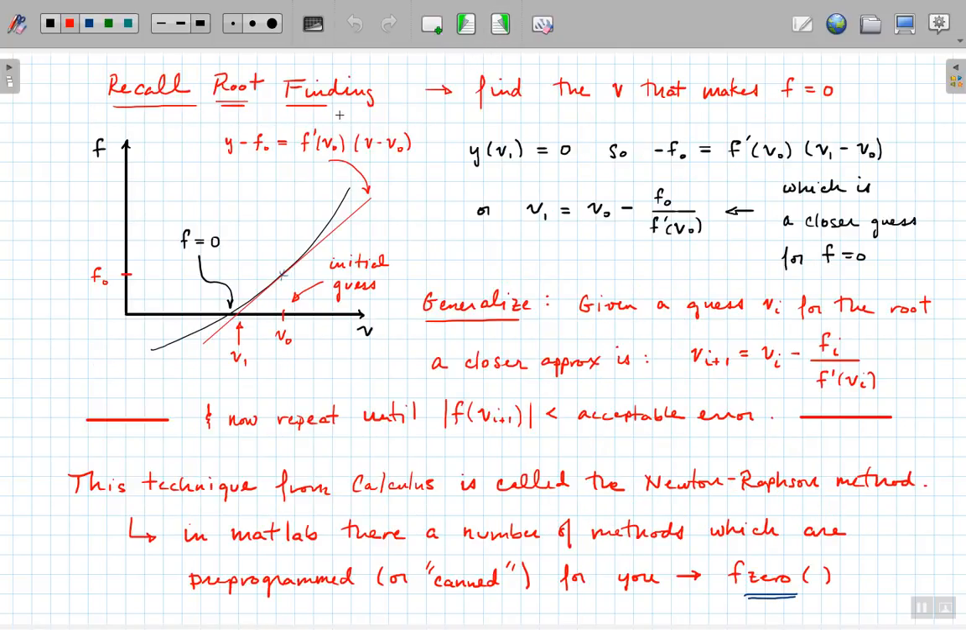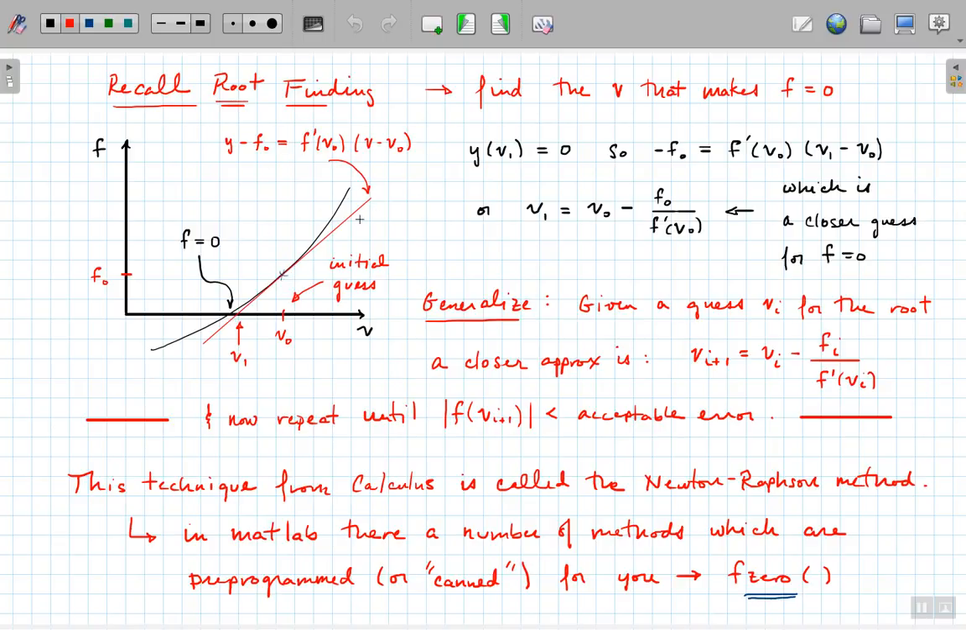Root finding is the process of finding where a function crosses the x-axis, or where f goes to 0. And so we're ultimately looking for this value of v. This is what we'd call the root of our function here. The way that we do that is we have a guess, and we use that guess and the value of f, and then the value of the derivative at that location, sometimes computed numerically in the computer, in order to create a linearized approximation of that function f near this initial guess.